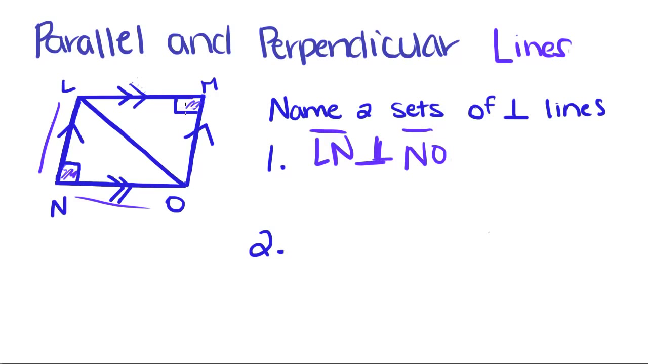And if you look at this other right angle right here, it's formed when LM and MO intersect. So that means segment LM is perpendicular to line segment MO.